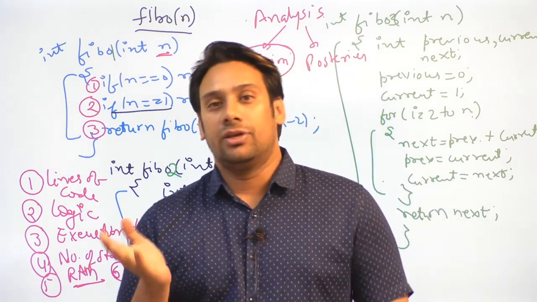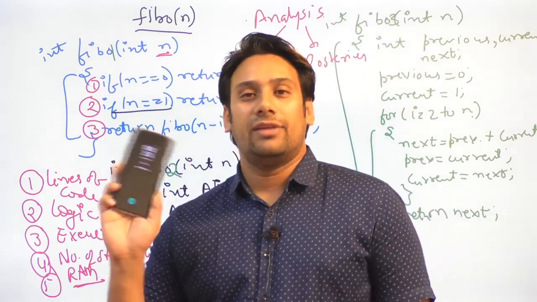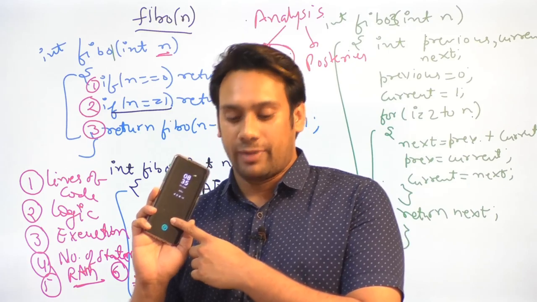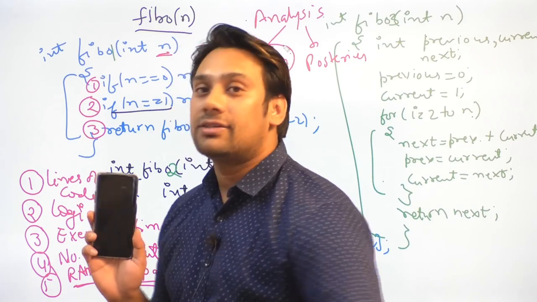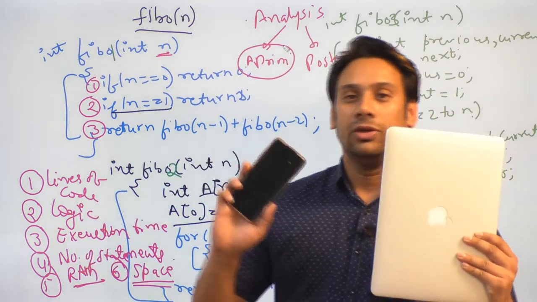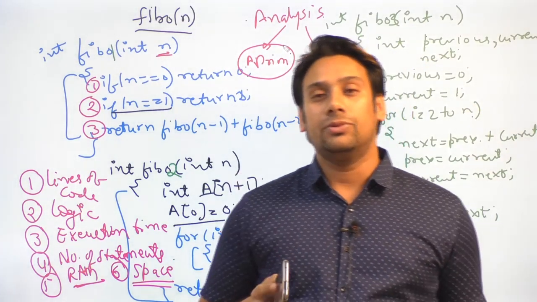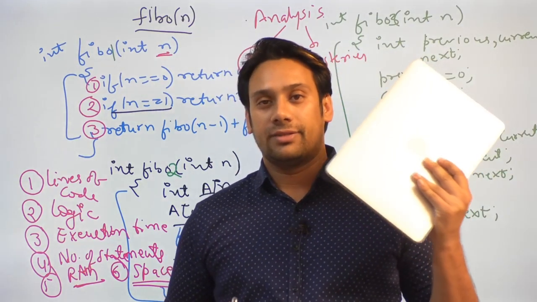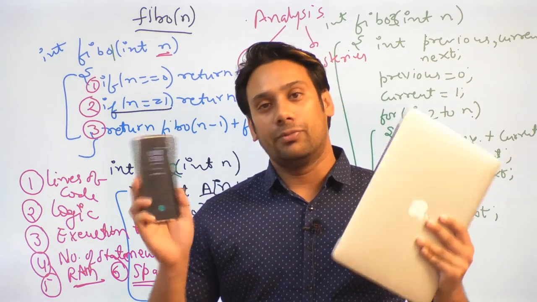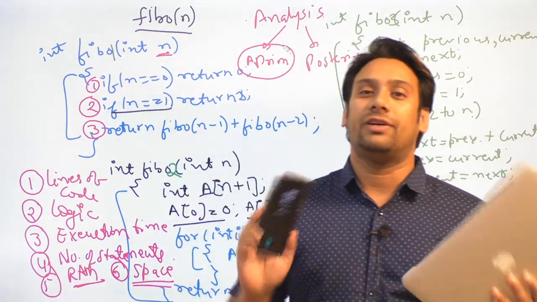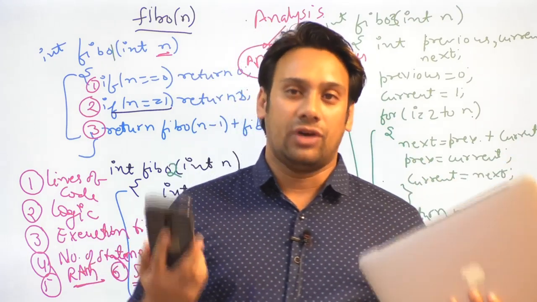For example, you can see your mobile phone that we are using, this mobile phone is also having a CPU, correct? This mobile phone is also having a CPU, as well as this laptop is also having a CPU. But you will see that the CPU which is present in this laptop is much faster as compared to the CPU of this mobile phone. And both of these two CPUs are having two different architectures.